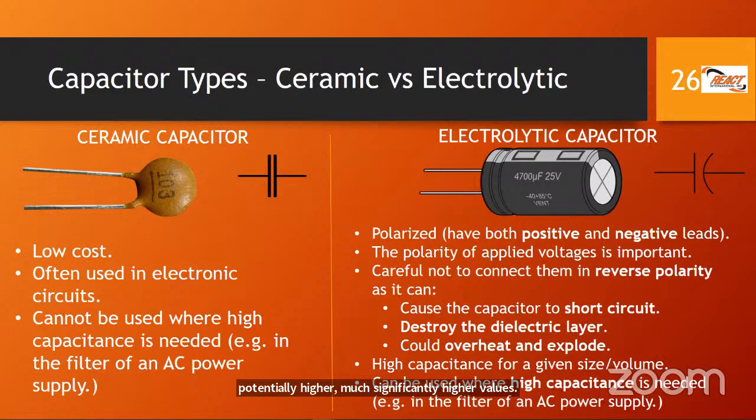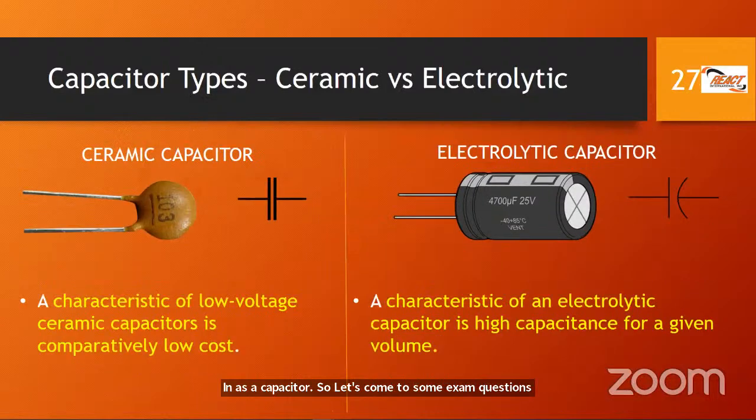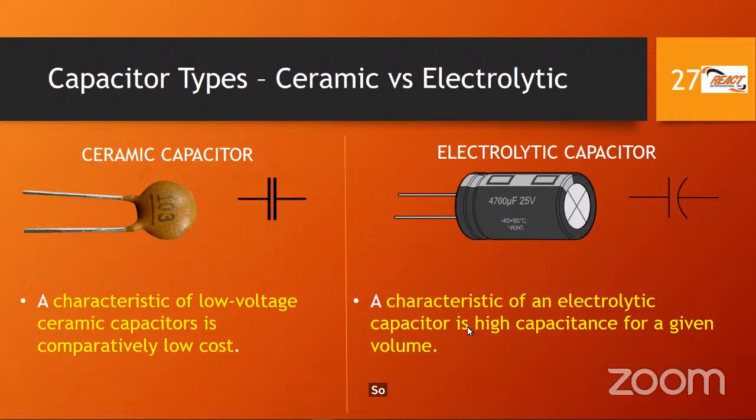So let's come to some exam questions in relation to these points that we just made. These are the exam questions you're going to get. A characteristic of low voltage ceramic capacitors is comparatively low cost. So they're pretty cheap, right? That's what you need to know for the exam. And a characteristic of an electrolytic capacitor is high capacitance for a given volume, or in other words, for a given size. So you have this relatively small package, but high capacitance. And these are the exam questions.